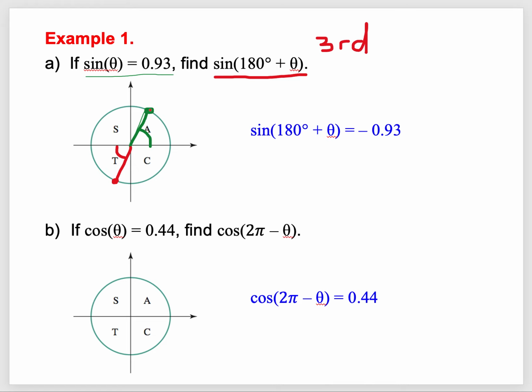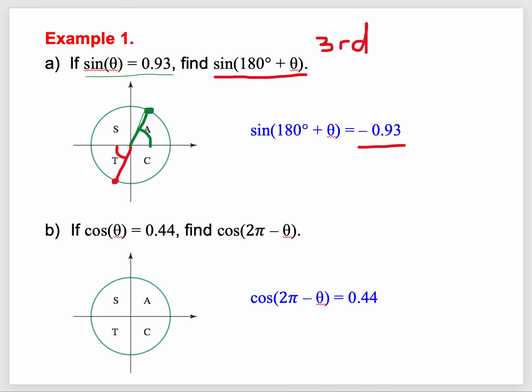So by symmetry, we know the value of this will be 0.93, but because it's in the third quadrant, it'll be negative. And so sine of 180 plus theta is equal to negative 0.93. Same value as sine theta, but it's just negative. And it's kind of just that simple. In these sorts of questions, all you have to do is work out what quadrant it's in, and therefore whether it should be positive or negative.